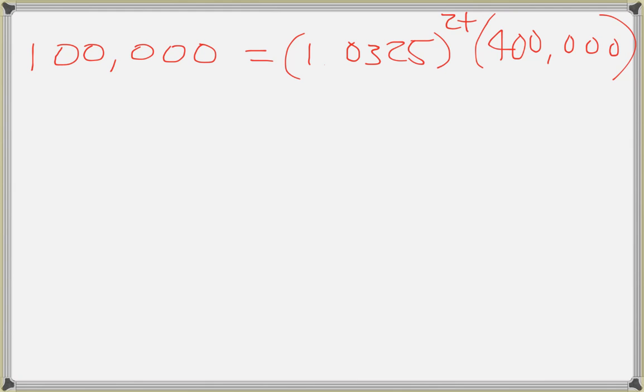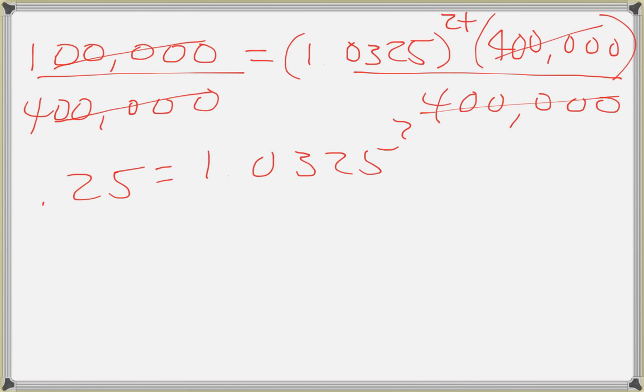So I would just take my calculator and punch in 100,000 divided by 400,000 and 400,000 on this side, and this would make things a lot smaller. So this is 1/4, which is 0.25, and now my problem looks like this.